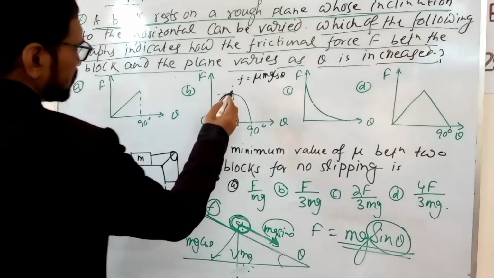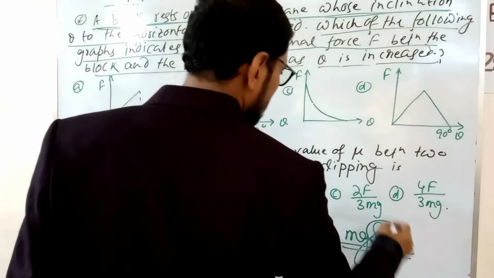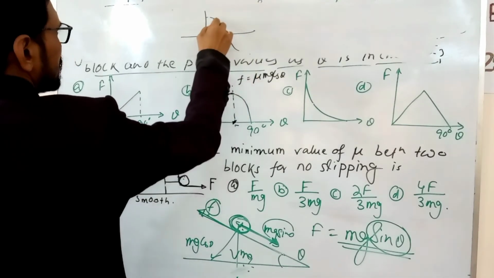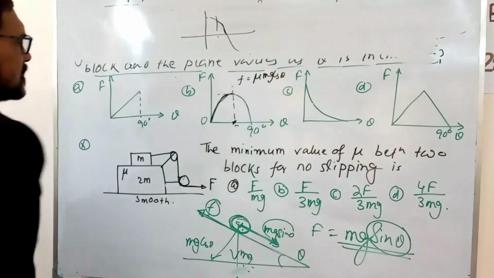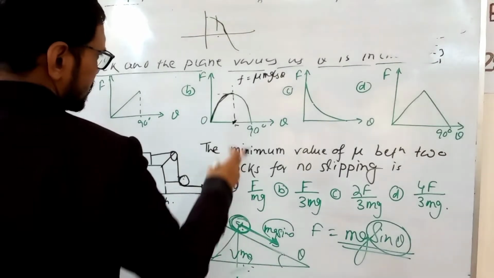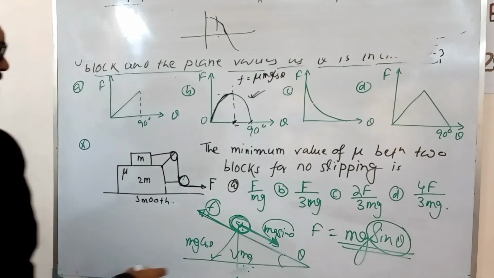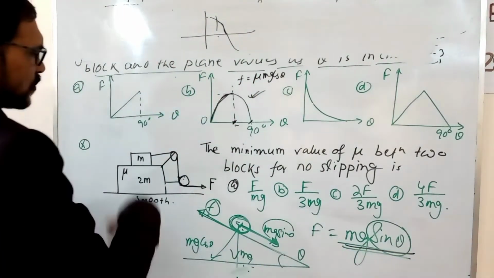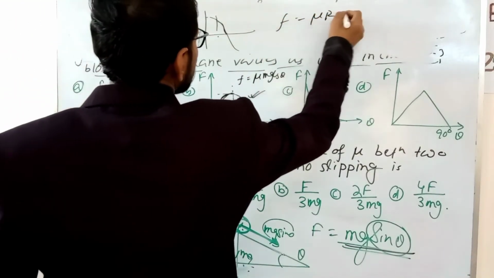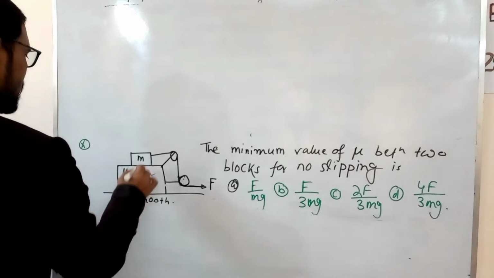Now the cos theta graph will be this way. We know the curve of cos theta equals this. As theta equals 90 degree, cos 90 equals 0, so the frictional force equals 0 here. So among these 4 graphs, this option is correct. This is more suitable. First the frictional force is mg sin theta. Then when it exceeds the limiting value, the frictional force is mu into R, which is mu mg cos theta.